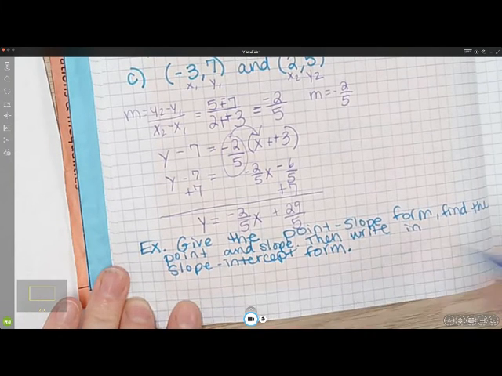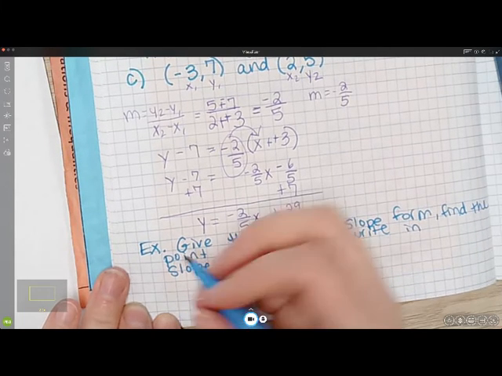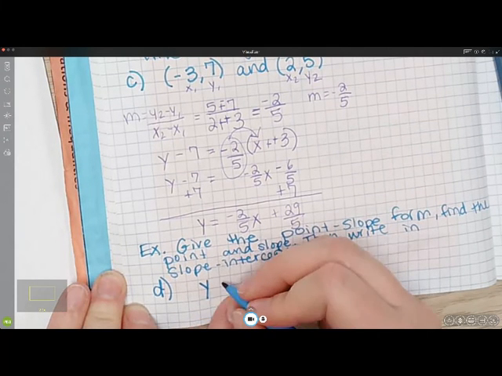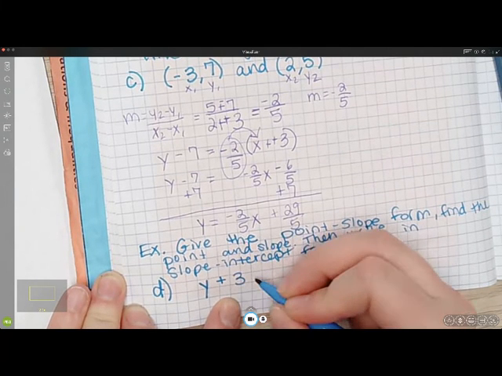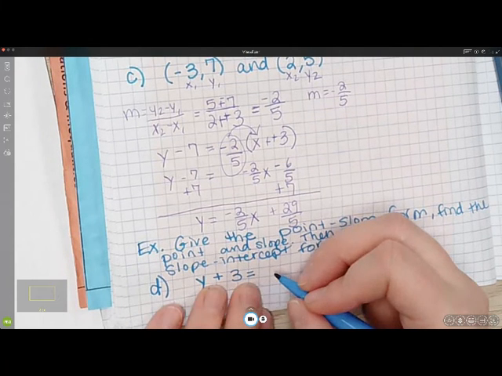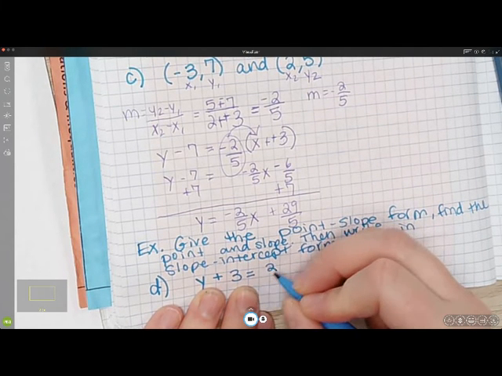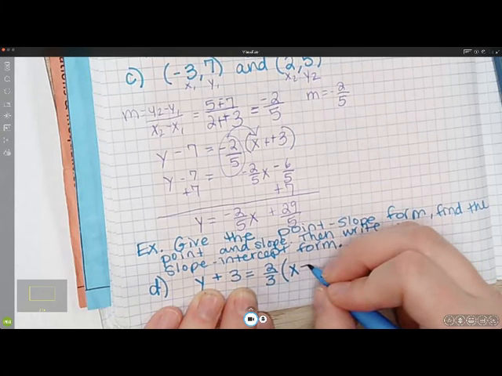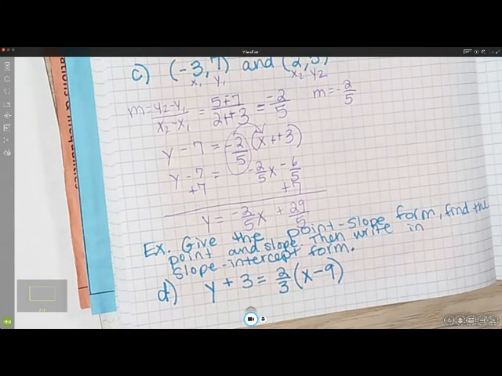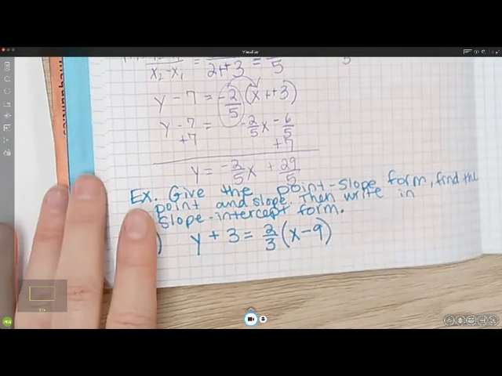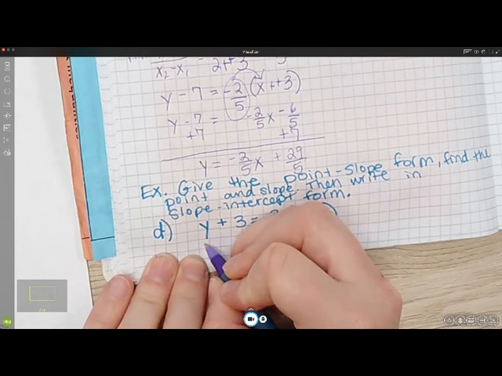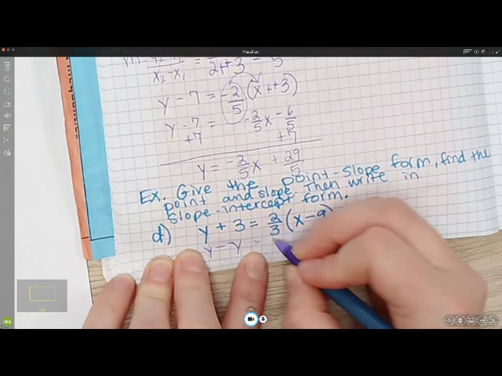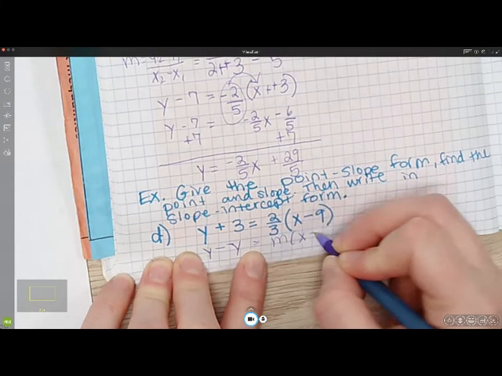Okay, so let's do, this will be part D. So we're going to do y plus 3 equals 2/3 x minus 9. Okay, so what we need to do is we need to write the equation down below. y minus y1 equals m times x minus x1.